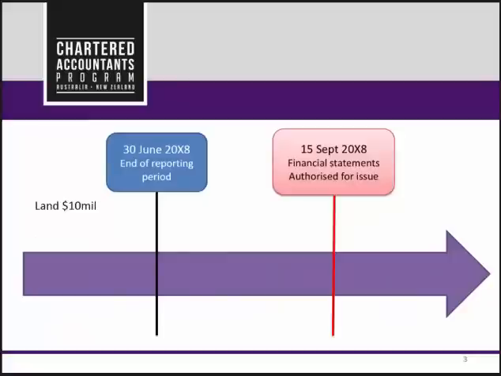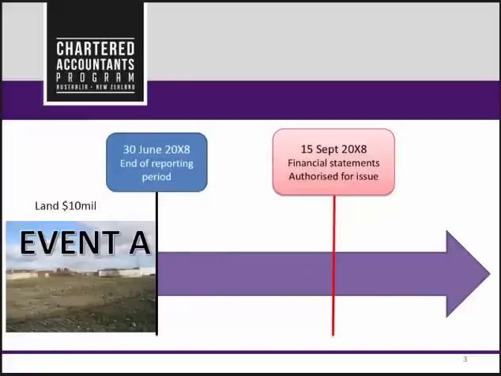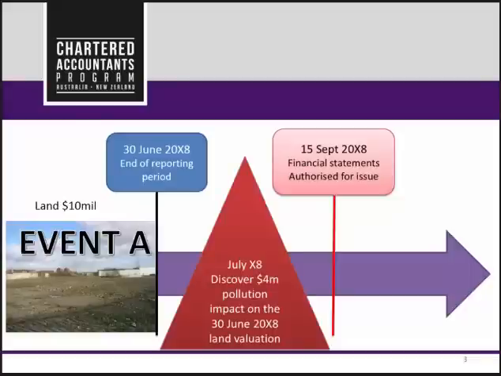So let's imagine event A is a parcel of land on the entity's balance sheet for $10 million. The entity decides in July 2008 to sell the land. During the course of preparing for the sale in July, they find out the ground has been polluted over many years of industrial use with heavy metals, and that the value of the land will be more like $6 million.